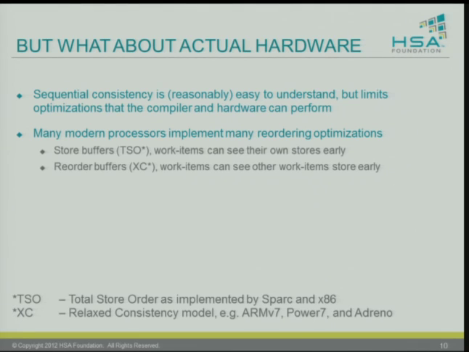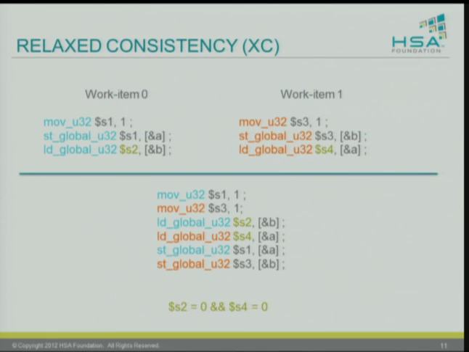ARM and Power, for example, are based on what's called the relaxed consistency model, often called XC in these terms. More generally here, we can arbitrarily reorder loads and stores. So in TSO, you can only reorder stores, whereas in XC, you can reorder almost everything, assuming it's to a different address, even within the same thread. That particularly means that the same work items can see stores early running on the same cache, for example.